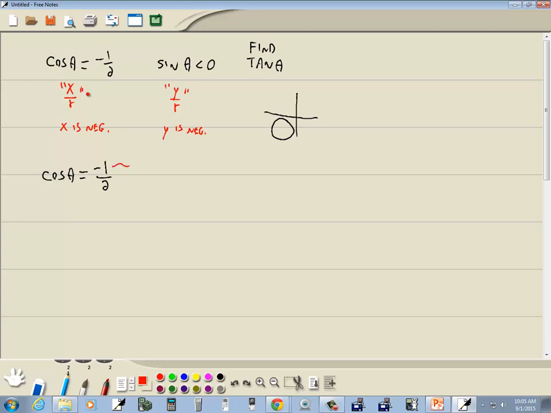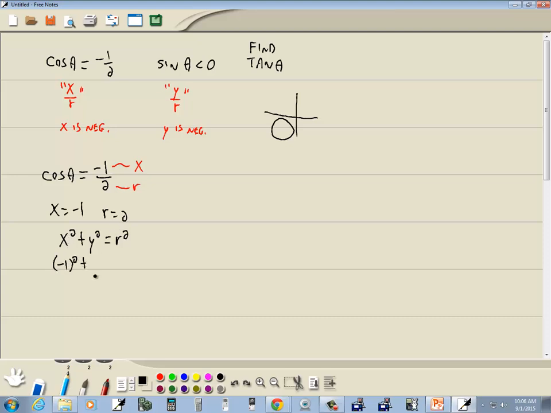And from our formula, cosine's x over r. So this is x and this is r. So we got x is equal to negative 1. R is equal to 2. Now we're going to go back to our formula. X squared plus y squared is equal to r squared. And we want to find out what y is equal to. Okay, we'll plug in negative 1 for the x.